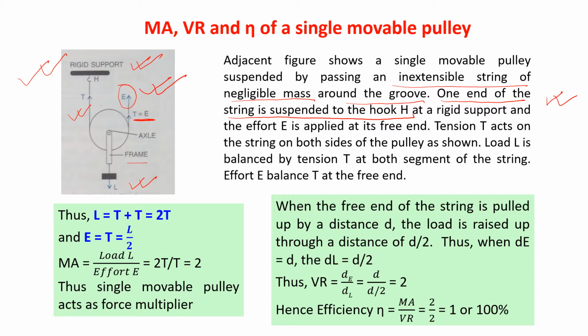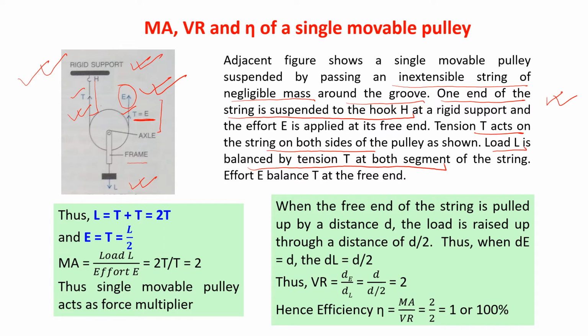Tension T acts on the string on both sides. This is one tension, and this is another tension. So the tension T acts on the string on both sides of the pulley as shown. Load L is balanced by tension T at both segments. This is known as one segment. This side is one segment and this side is another segment. Two segments of the string.